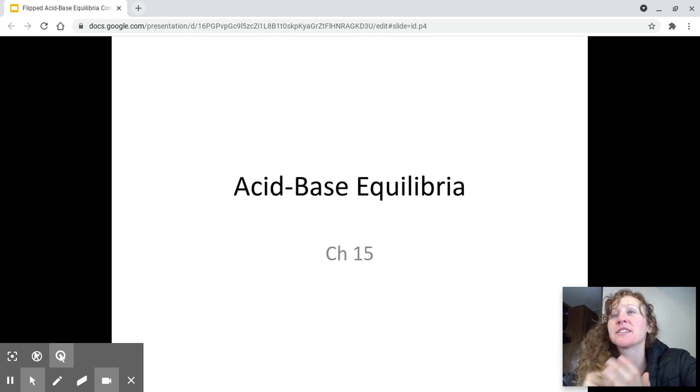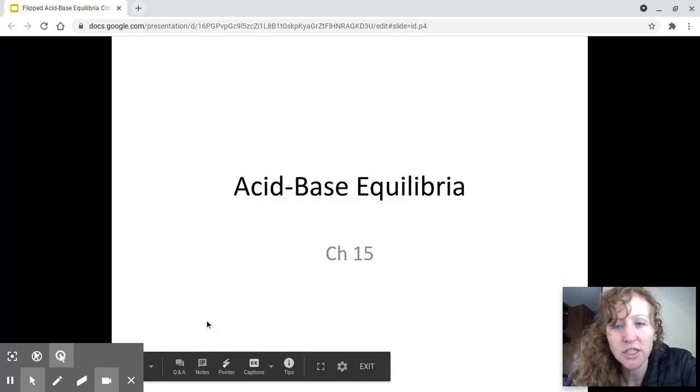So now that we've talked through what acids and bases are, now we get to apply them to all the different situations that acids and bases have an impact on. So that's what this chapter is about. It's about the application of acids and bases in certain circumstances.